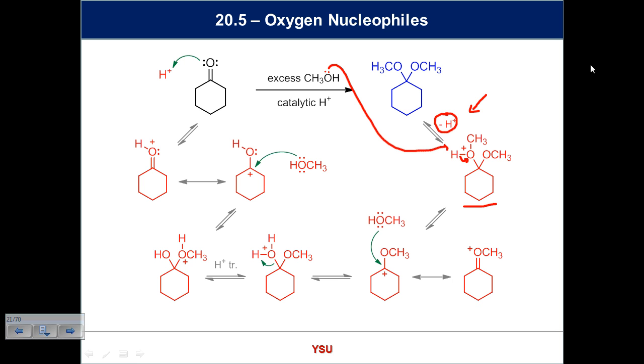You can stop at hemiacetal. There's an example coming up in a second. Carbohydrates in their sort of monomeric form, just glucose itself, is a hemiacetal. You polymerize it to make starch or cellulose, it's an acetal. I'll point that out as we go. But you typically run these reactions to get the product efficiently, so you use an excess.